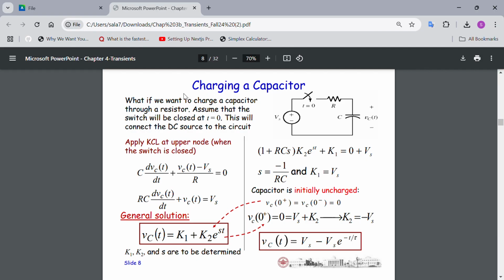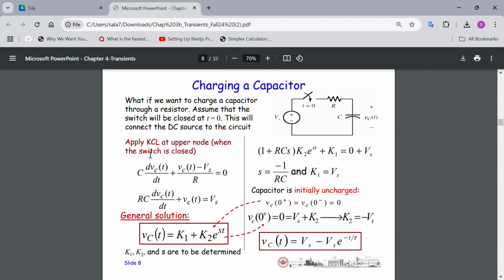What if you want to charge a capacitor through a resistor? Assume that the switch will be closed at t equals 0, and this will connect the DC source to the circuit. The capacitor is empty. It has no charge, no current. When we close the switch at t equals 0, the source will start charging the capacitor through the resistor. It's going to go through the resistor and charge the capacitor.